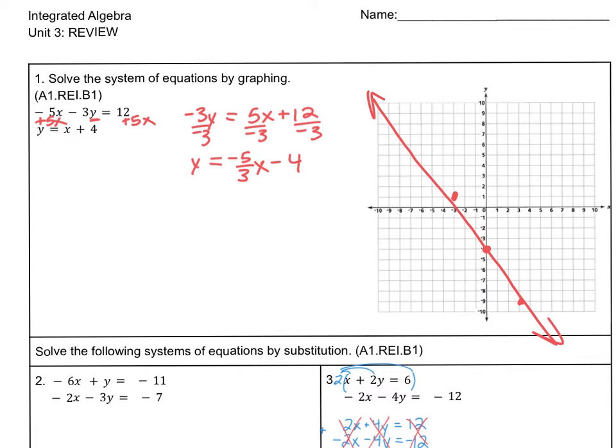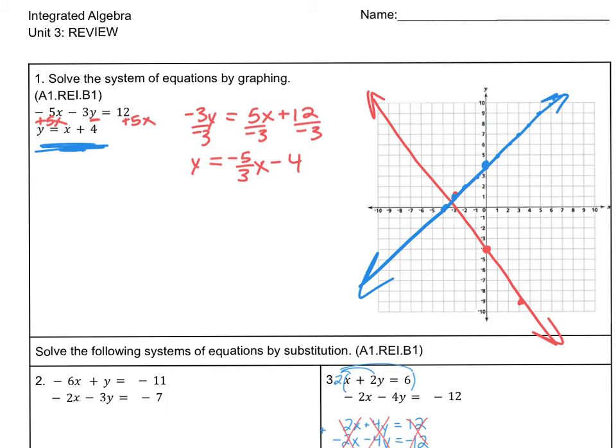Okay? What about this second equation? Is that something I can graph? Yep, what's the b value on that? And the slope? Yep, 1, so up 1 over 1. Okay, so there are my graphs.